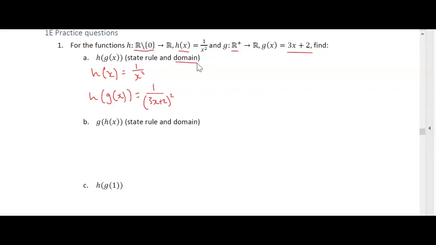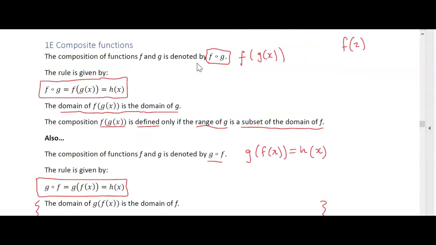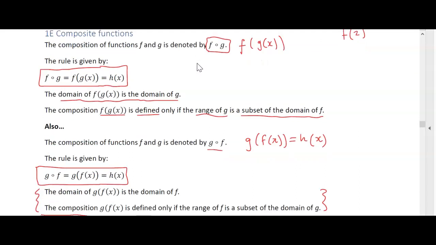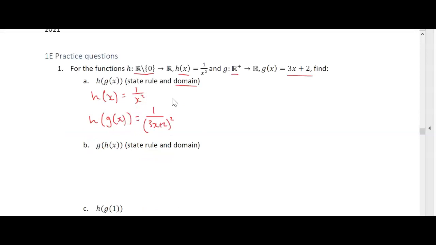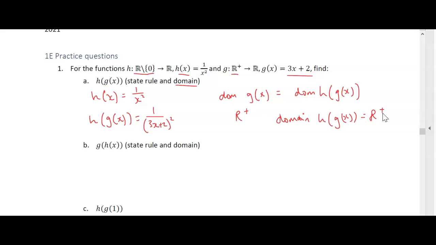So let's look at the domain first. So remember our notes, if we go up here. In this notation we're using f and g, but the function that we're substituting in the question that we're doing is g of x. So we can imagine it's similar to this, but instead of f, we've got h. So the domain of our composite function, f of g of x, or in this case h of g of x, is the domain of g. So the domain of g of x is R positive. So the domain of h of g of x is equal to R positive, any positive real number.